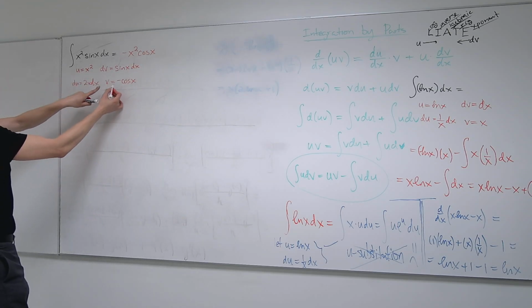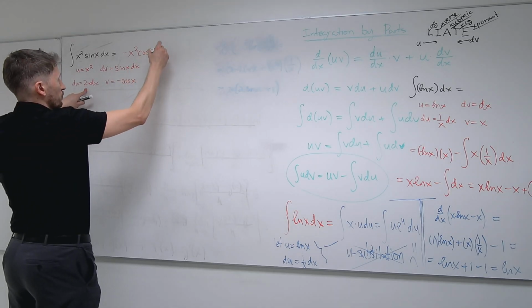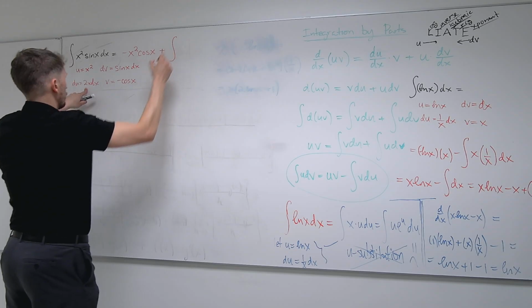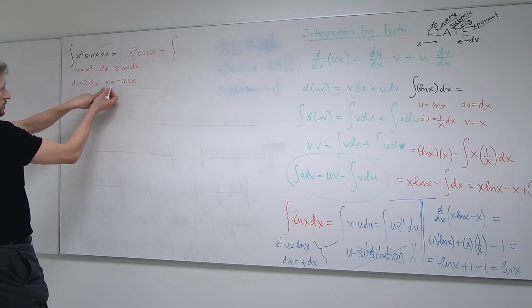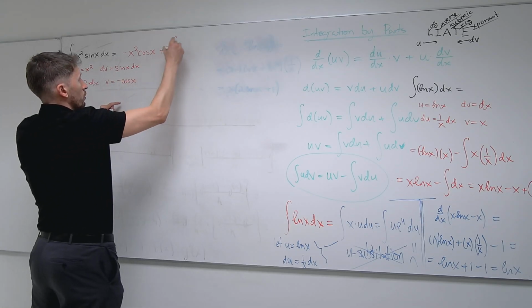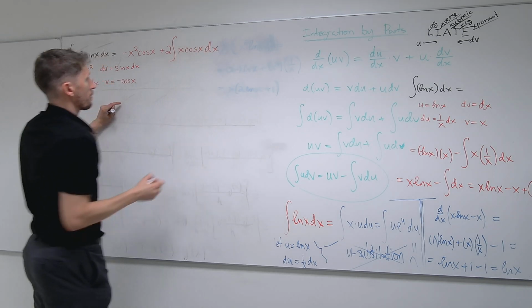Minus integral of this, right? So it's actually going to be minus a minus, so plus. Integral of cosine x is a minus minus, everyone. Follow me here. 2x dx. So we're going to get 2x cosine x dx.